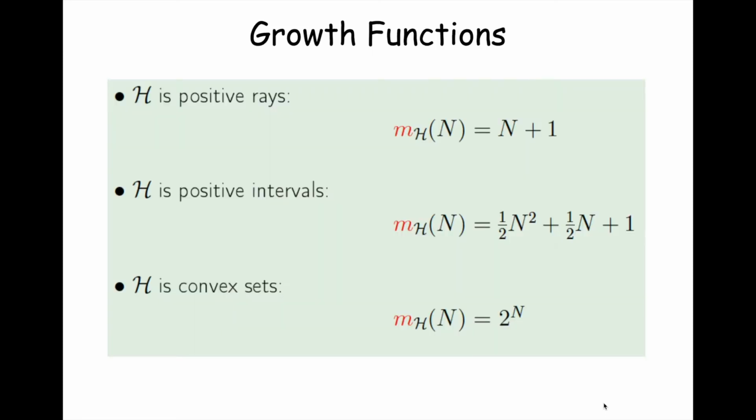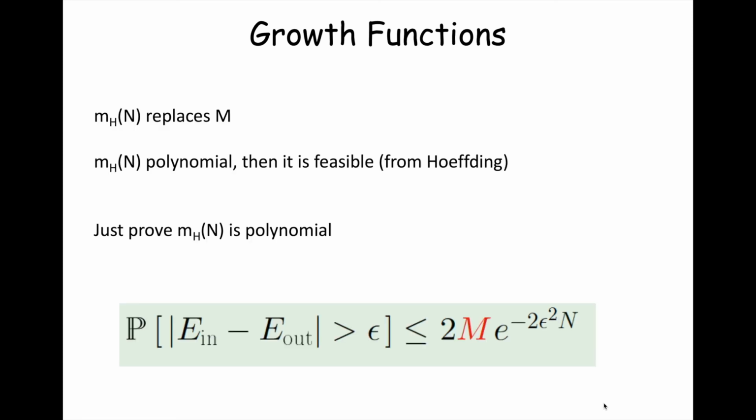So to recap, we had the positive rays, the growth function was n plus 1. It was linear in the size of the set of in-sample points. We had the positive intervals. It was quadratic in the sample size, in-sample points. And then convex sets, it was exponential, and it satisfies the upper bound in terms of fully expressing the ground truth labelings. Okay, so we're going to introduce this idea of feasibility.